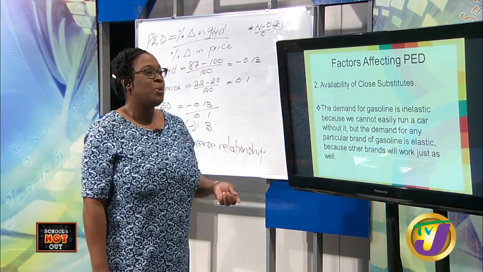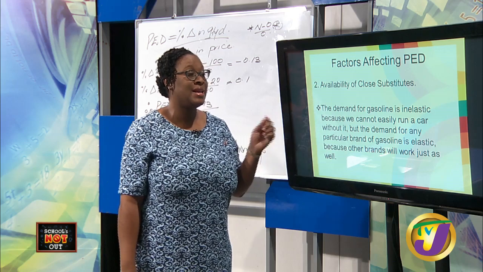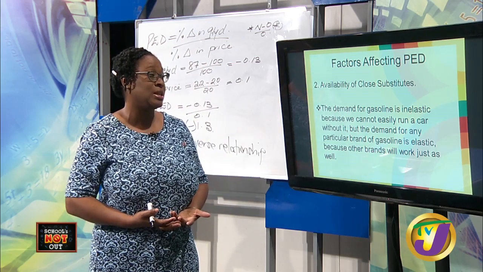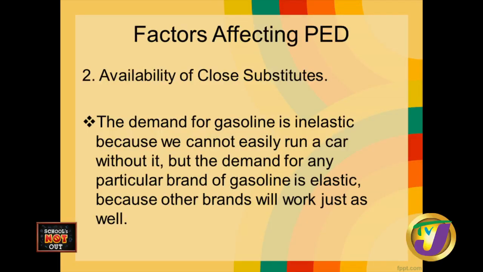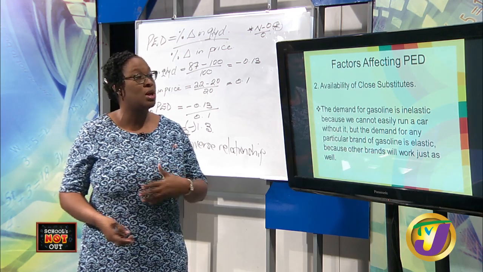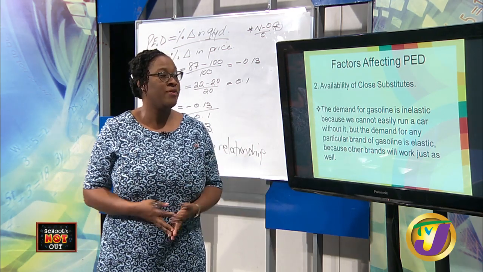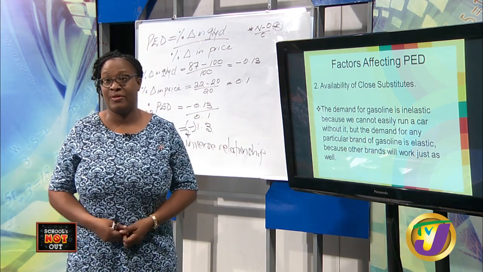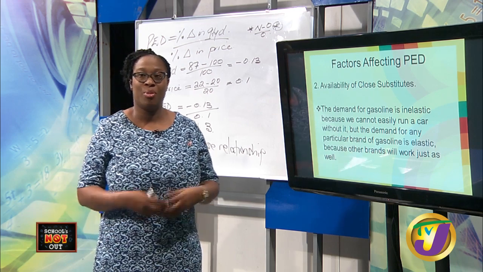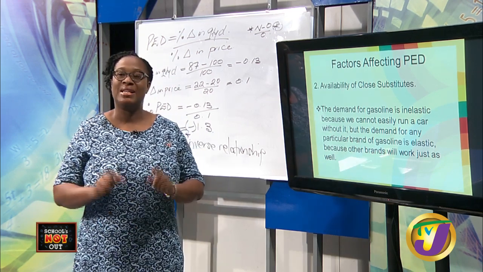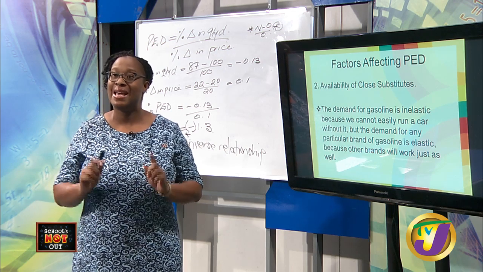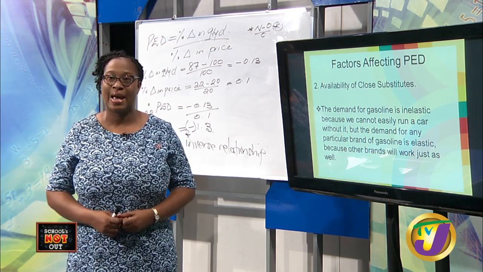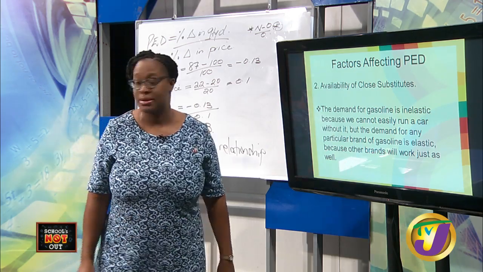Just to bring this point home: the demand for gasoline is inelastic because we can't run a car without it. But the demand for a particular brand of gasoline is elastic because other brands work just as well. Maybe some car fanatics may not agree with me, but when you go to the gas station, whether it be Total, Rubis, or whichever one, 87 is 87 and 90 is 90. Right? So the brand of gas is elastic, but the demand for gasoline itself is inelastic because it's a necessity item for us to run our motor cars.